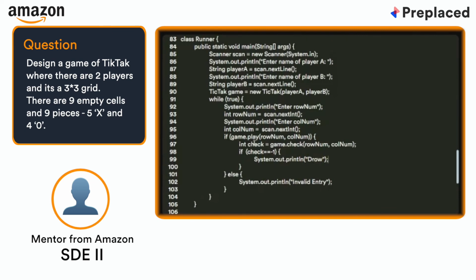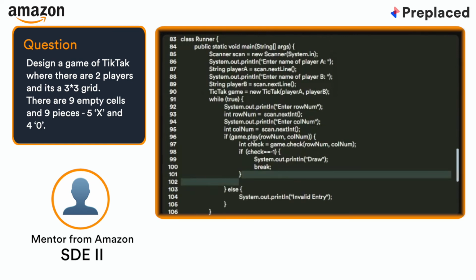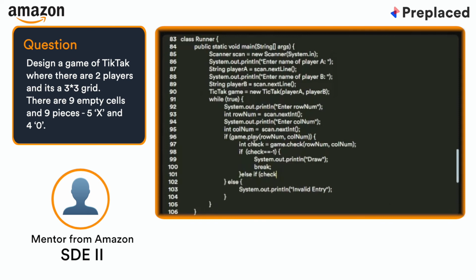Draw. Guess it's draw. Anyways, I'll be breaking through my loop, and else if check equals 1, then I will just say System.out.println game.currentPlayer.